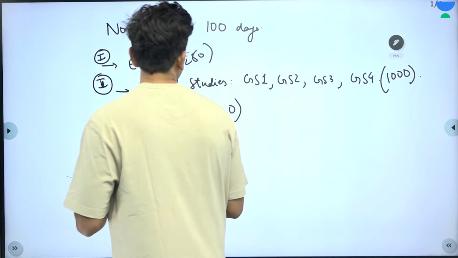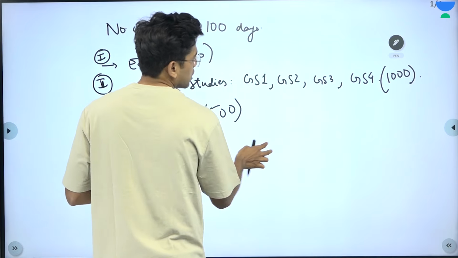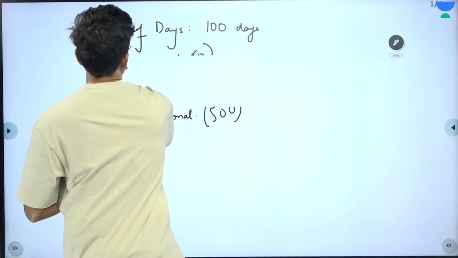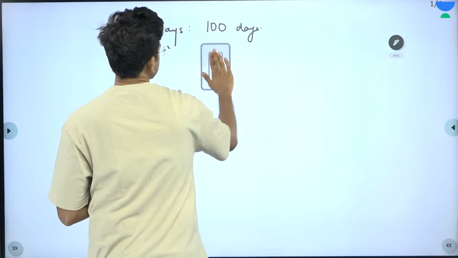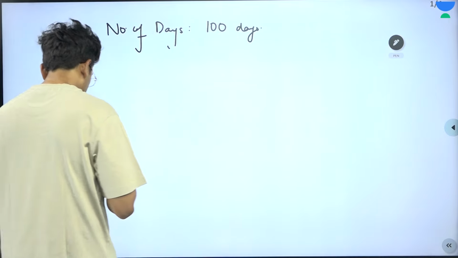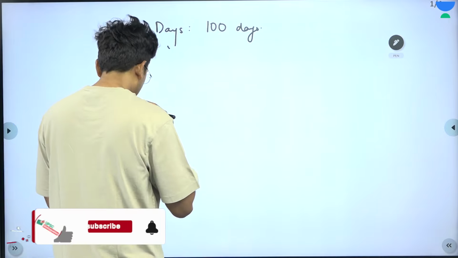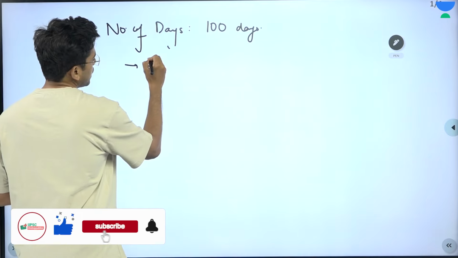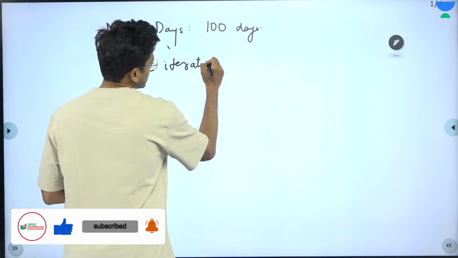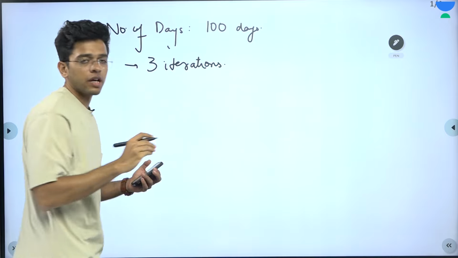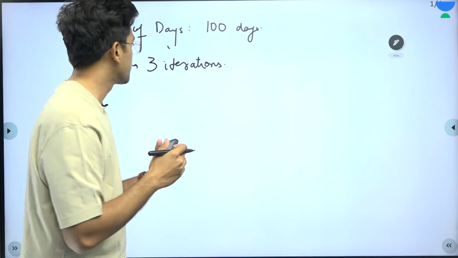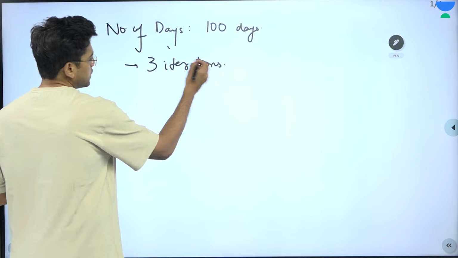As we all know, we have around 100 days. Let us start with how many iterations we want to do. I would like to quote my strategy. I have done 3 iterations of my syllabus, in which the very first iteration was the longest one, the second was shorter, and the third one was the shortest one. I would like to have these 3 iterations.